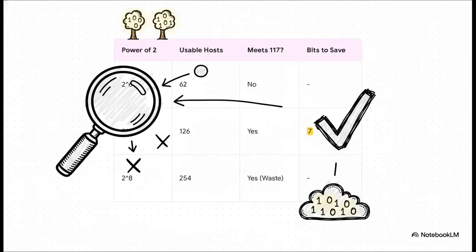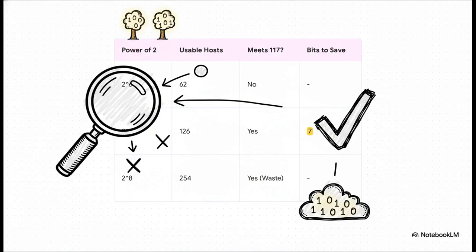It all comes down to the powers of 2. We're looking for that just right fit. Not too small, but not too big and wasteful either. Okay, let's see. 2 to the power of 6 gets us 62 hosts. Nope, that's not going to work. How about 2 to the power of 7? That gives us 126 usable hosts. Bingo, that's our winner. It easily covers our 117 hosts with a little room to grow.